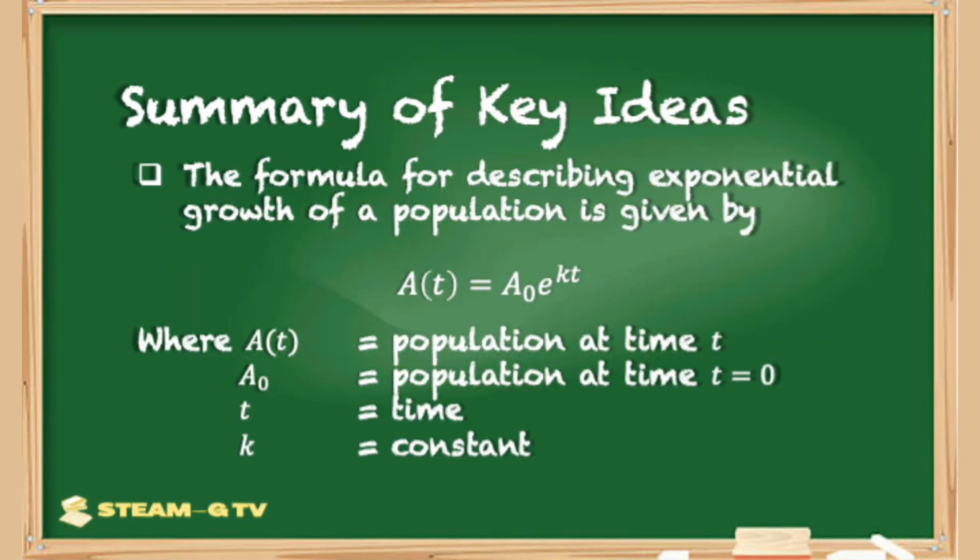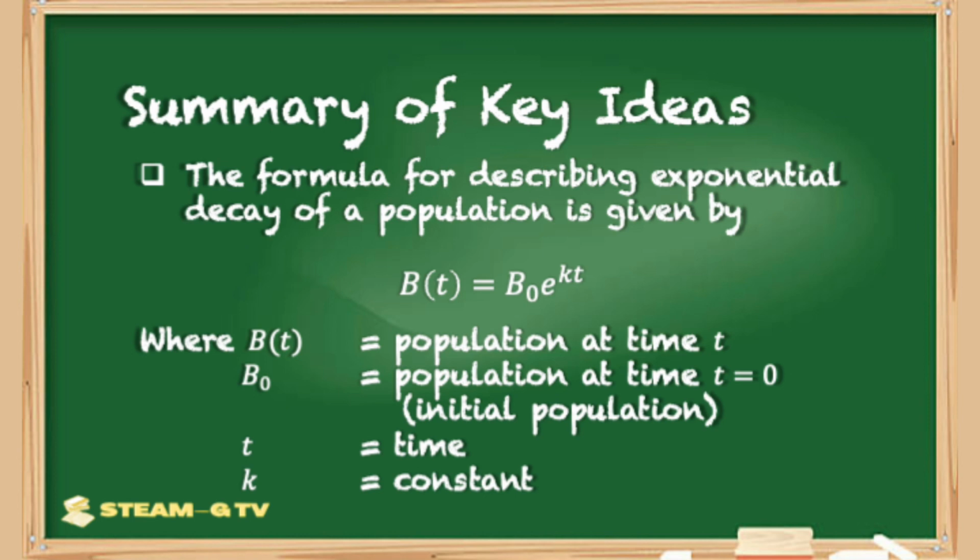Next, we have here the formula for describing exponential growth of a population that is given by A(t) is equal to A sub 0 times e raised to the power of kt, where A(t) is the population at time t and A sub 0 is the population at time t equal to 0, and t is the time and k means the constant. We also have the formula for describing exponential decay of a population that is given by B(t) is equal to B sub 0 times e raised to the power of kt, where B(t) is the population at time t and B sub 0 is the population at time t equal to 0, which is the initial population, and t is the time and k is the constant.